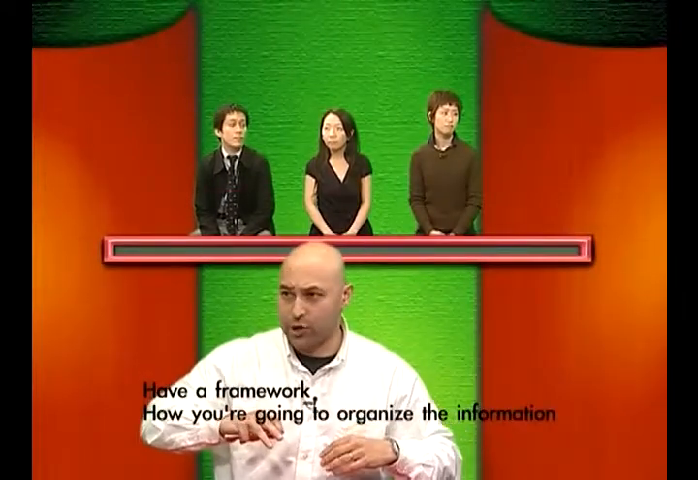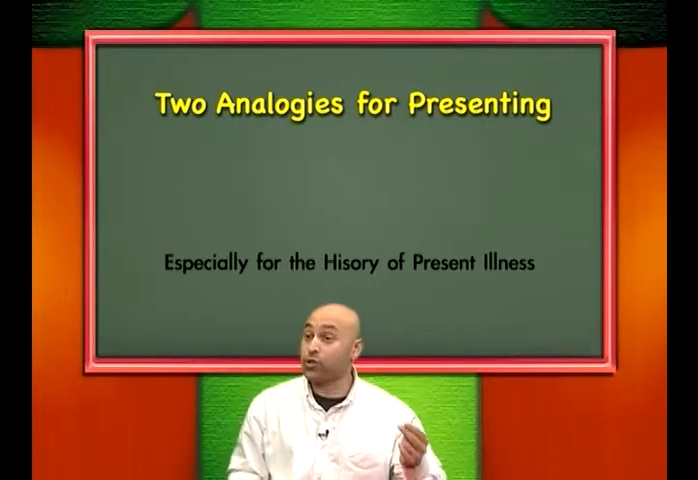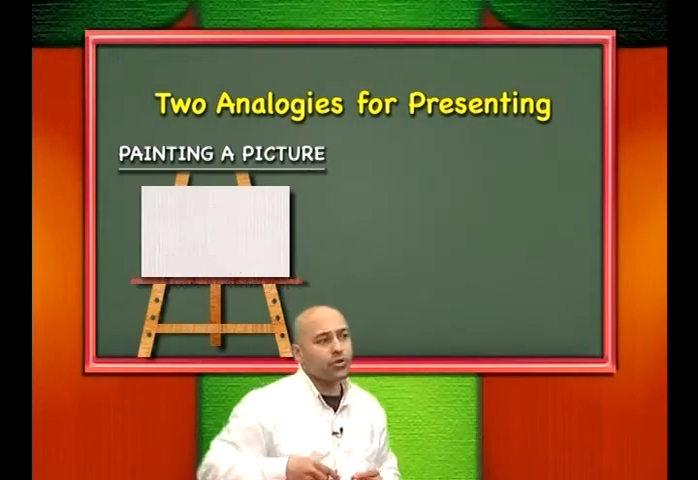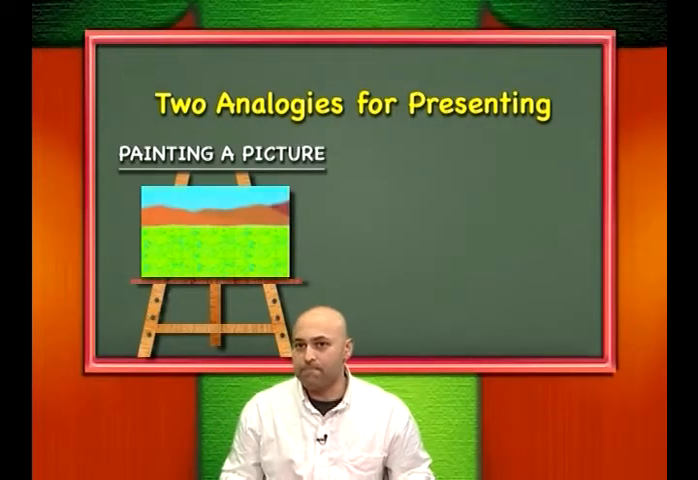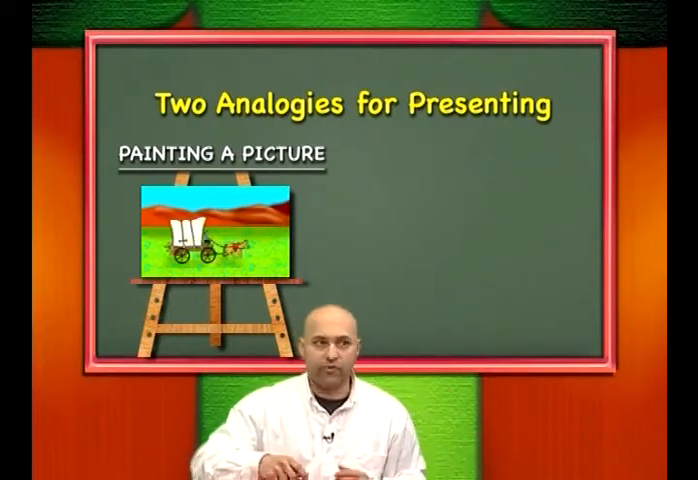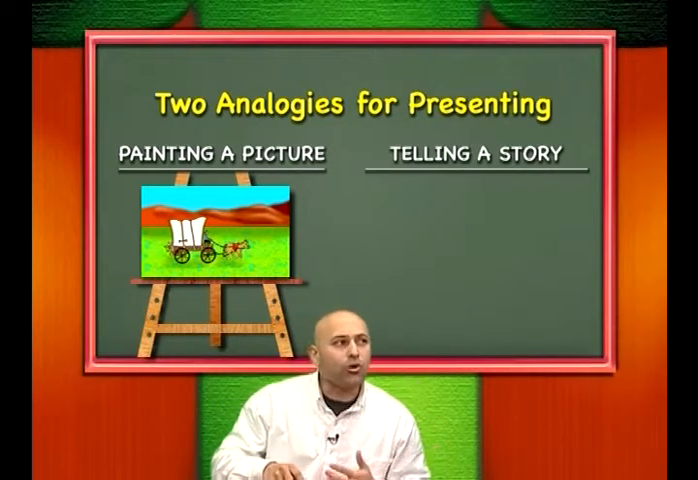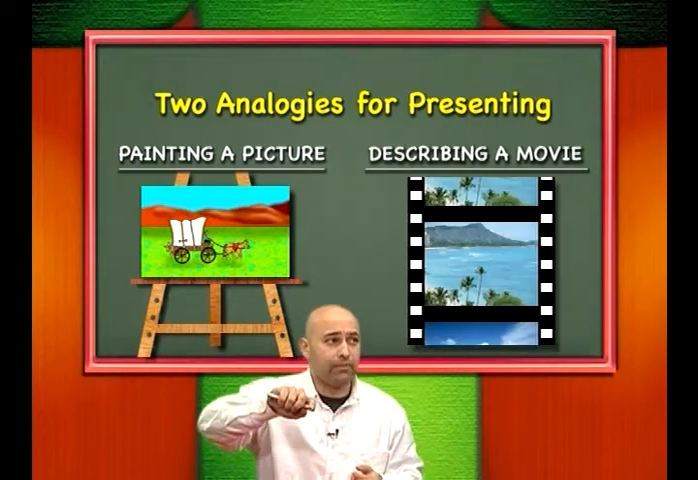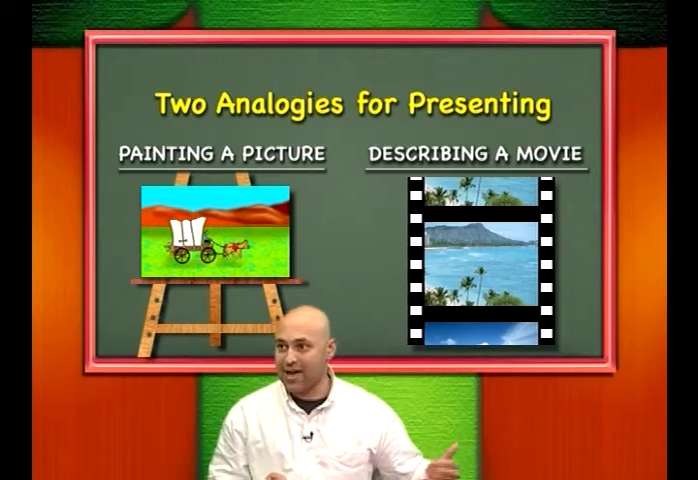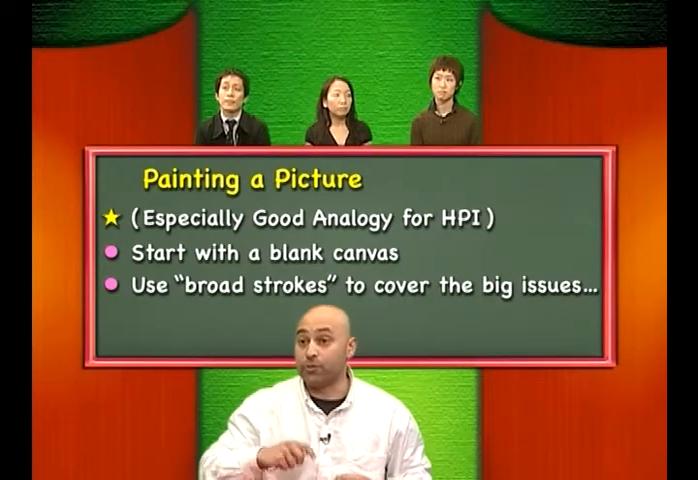Before you get started doing a case presentation, it's really good to have a framework, how you're going to organize the information. And I like to use two analogies for presenting, especially the history of present illness. Two framework analogies. The first one is painting a picture. Just like Van Gogh or Monet or Manet or whoever would paint one of their masterpieces. The second is telling a story. And not just telling a story, but kind of describing a movie. Describing some kind of movie, as if you were talking with a friend and describing the contents of that movie.